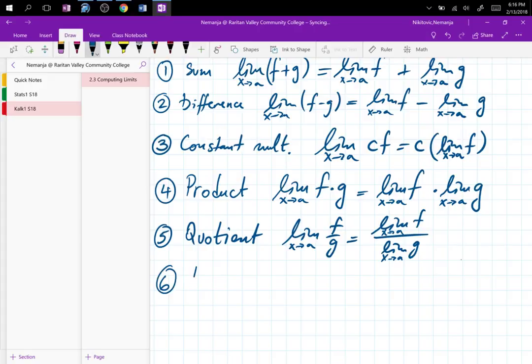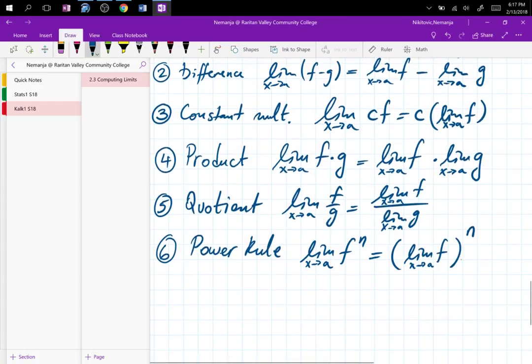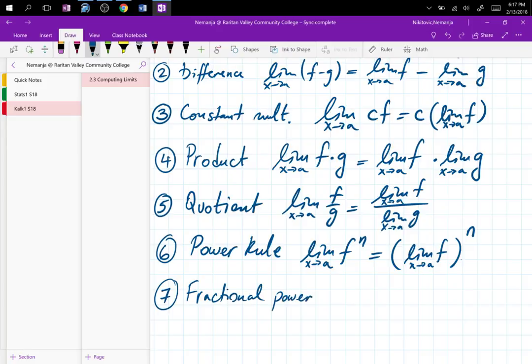Rule number 6 is the power rule, which says that for the limit of f raised to the power of n, you can do the limit of f first, and once you get that answer, raise it to the power of n. They also have a fractional power, which kind of belongs to a combination of rules 5 and 6. It says that the limit as x goes to a of f raised to m over n is the limit of f of x as x goes to a, and then m over n goes outside.